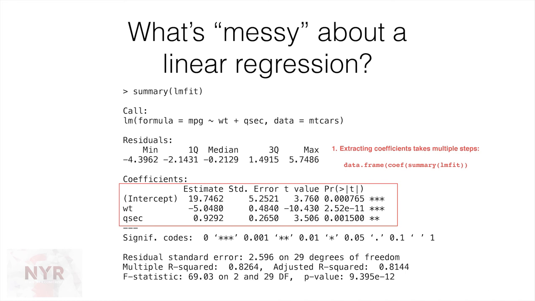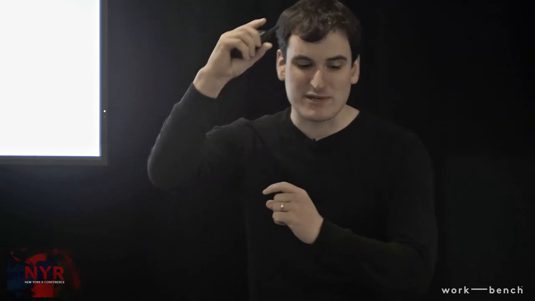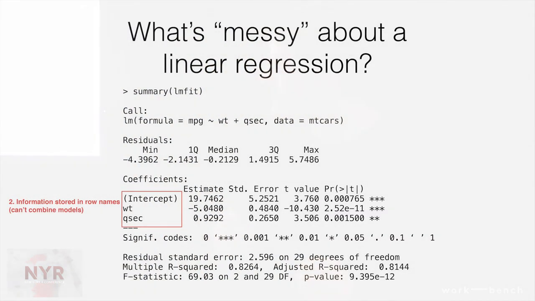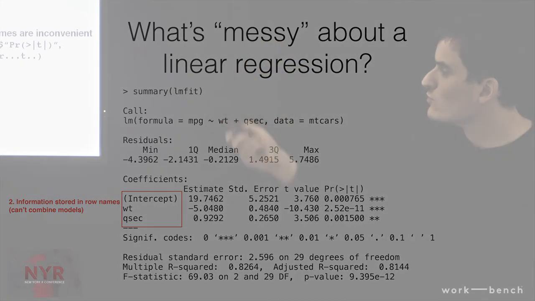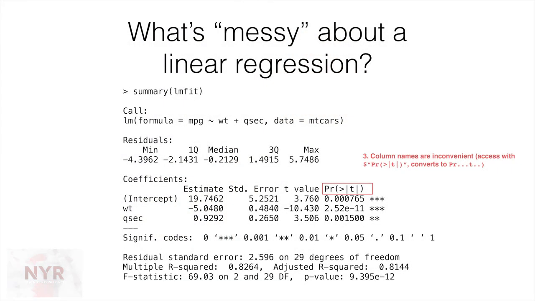But even there, your job's not done, because you've got information in row names. When you have information in row names, that means you can't stack multiple models on top of each other, because data frames don't like to have duplicated row names. You've got column names that are kind of inconvenient. They have punctuation in them, they have spaces, and that means they're going to be converted to have periods in those places instead, which really isn't what we're looking for.